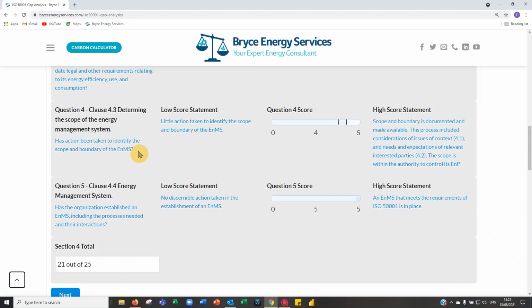It's asking, has your organization defined what exactly the energy management system is designed to control? What's the boundary? Is it simply your one factory unit and the boundary is that factory? Are you multiple factories spread over a geographical area? Is that the scope and boundary of the energy management system? It doesn't have to be your full organization, but it has to be very clear what exactly is included in the scope, but also that within the context of your organization, the energy management system certainly includes the bulk of the energy use within your organization. So 4, 5 there.